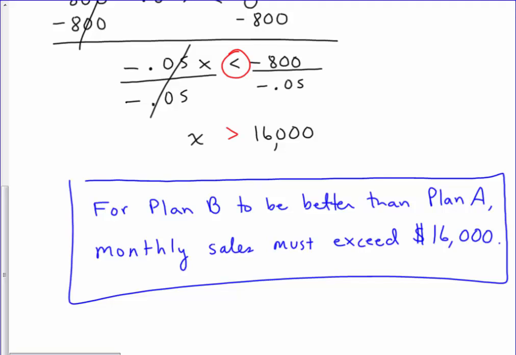equal $16,000. What happens at $16,000 is that your salary for Plan B and your salary for Plan A are actually equal. So because this problem is stated as an inequality, you need to make sure that your answer is also stated as an inequality.